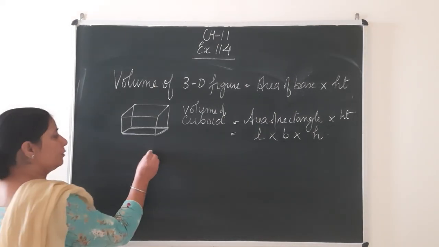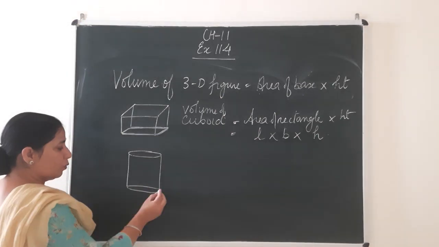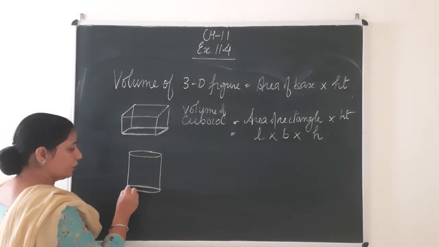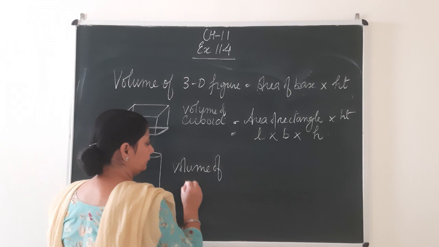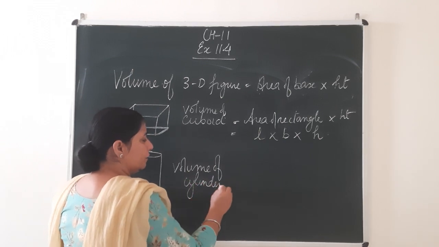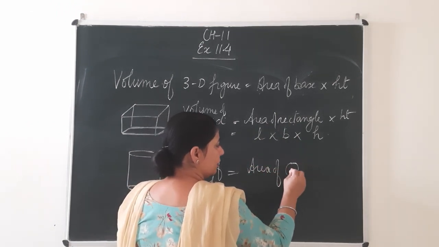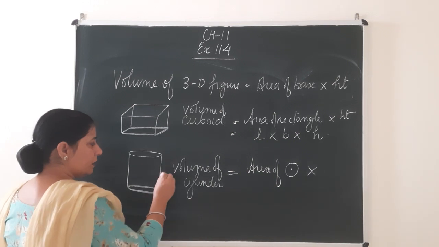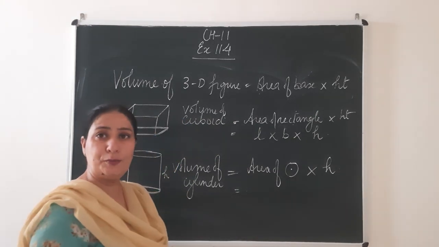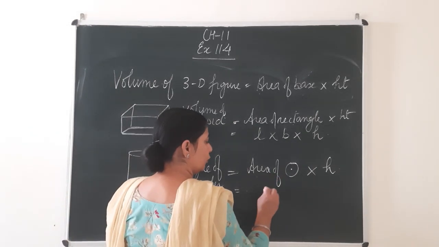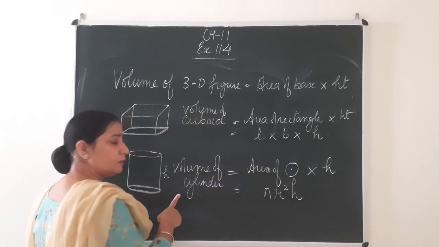Now similarly children, if I talk about a cylinder, what is the base of this cylinder? The base of the cylinder is a circle. Now what will be the volume of the cylinder then? The volume of the cylinder will be equal to the area of the base, that is the area of the circle, because the circle is its base, multiplied by its height. Now the area of the circle we have already done in exercise 11.2. The area of the circle is equal to pi r square. When you multiply pi r square with h, that becomes the volume of the cylinder.